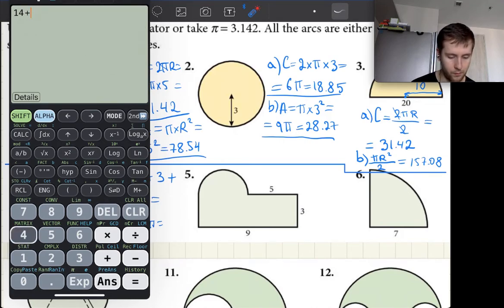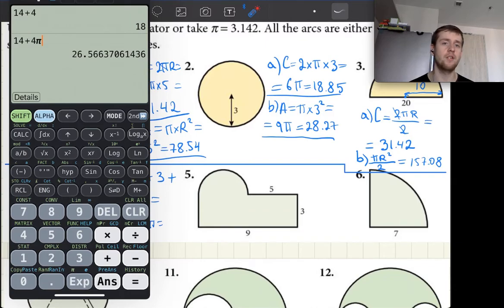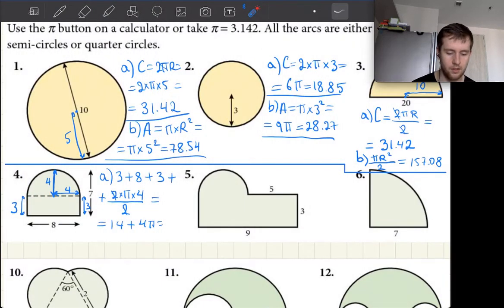Oops, not 1, 4 pi. Oh my goodness, I don't know what happens to my fingers today. Yeah, here we go. So 26.57. Notice that there's no units here, so you don't need to write them. A little bit less things to worry about.